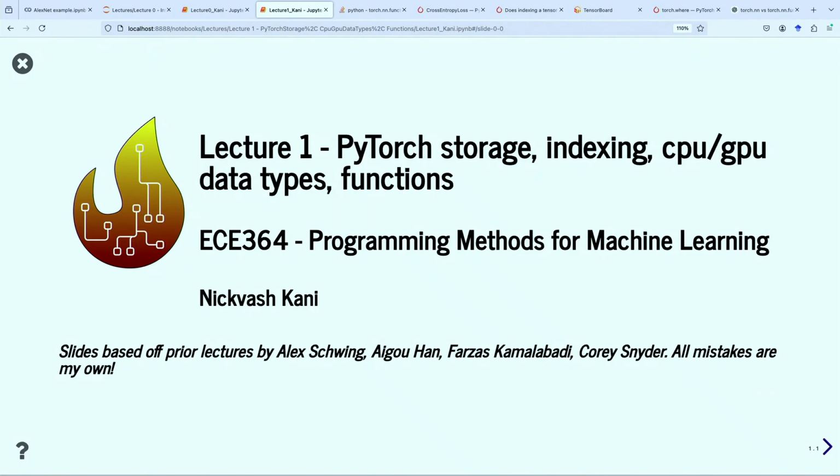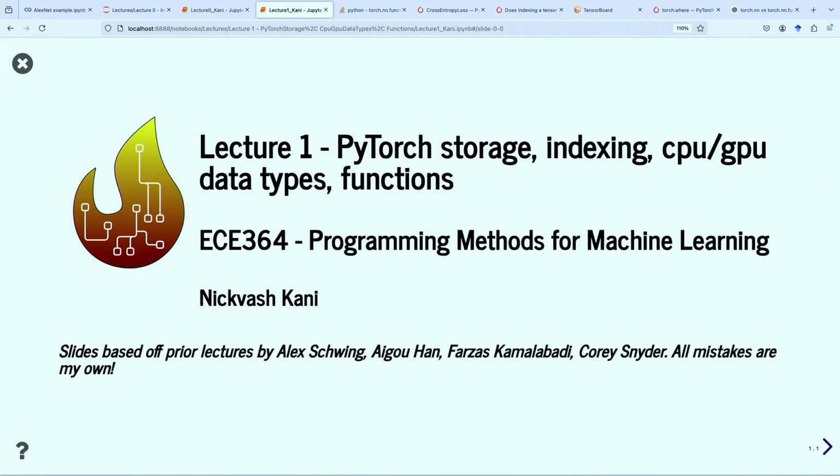So today's lecture is on PyTorch storage, indexing, CPU, GPU, data types, and functions. Last time, if you'll recall, we went over a brief introduction to PyTorch, that whole AlexNet example. Our goal towards the end of the semester is to be able to write a deep neural network fairly quickly and without much difficulty in PyTorch. That's approximately the skill level you need for interviews. So if we get there, it should help everyone out.